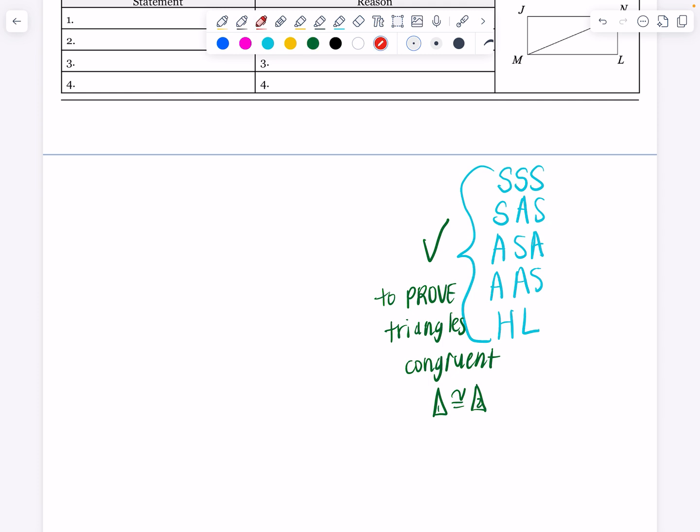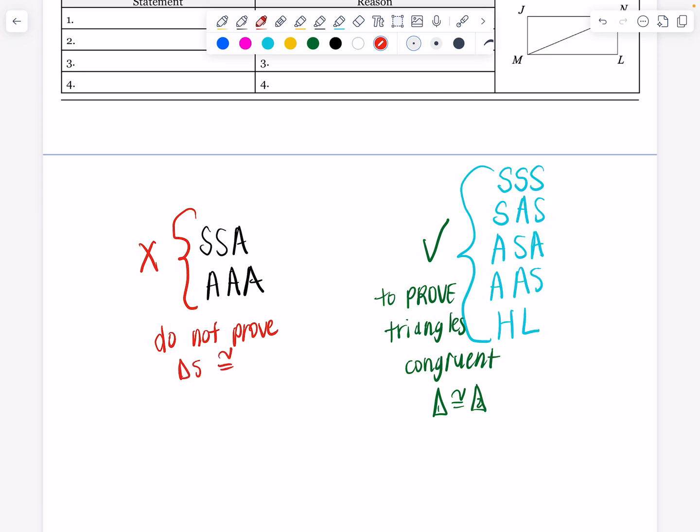What are the ones that do not work? The ones that do not work are side, side, angle, and then angle, angle, angle. Those are the ones that do not work. So I'm going to put an X on those. They do not prove triangles congruent. So what do you put there? You put not enough information. Okay? So these imply not enough information to prove the triangles congruent. Okay? So I have the ones that work, and then I have the ones that do not work.